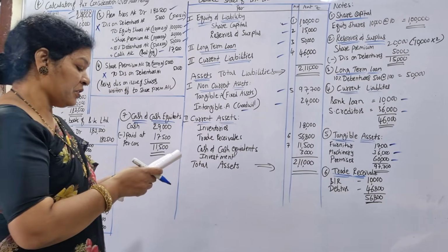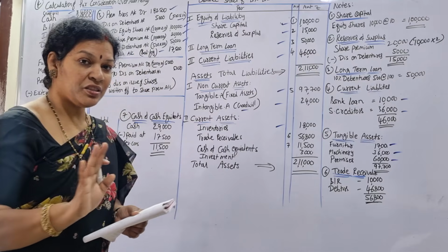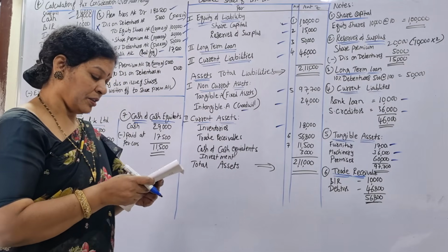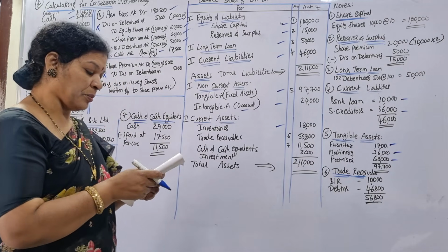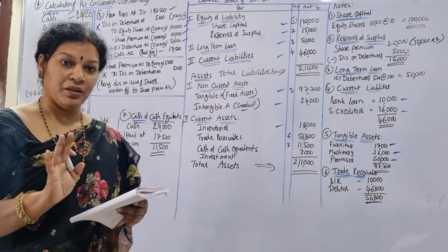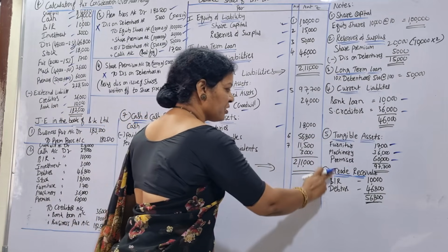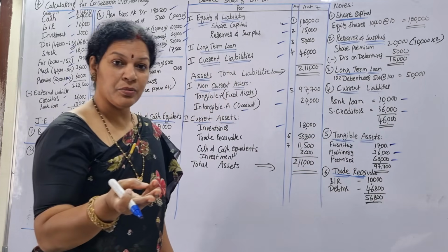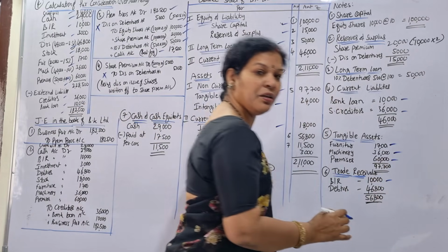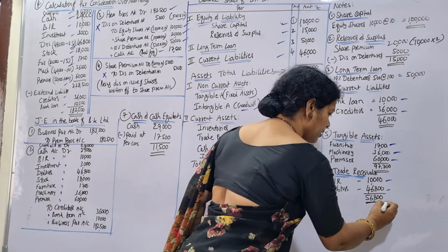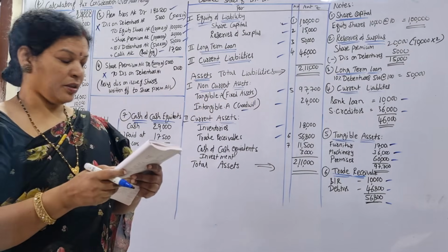Inventories means stock. Stock is 18,000 we have written. We don't say stock, we'll say inventories. Then after that, trade receivable. Debtors and bills receivable we'll show as trade receivable. This is the 6th point. Bills receivable 10,000, debtors after the bad debts 46,800, total is 56,800. 56,800 we have written.